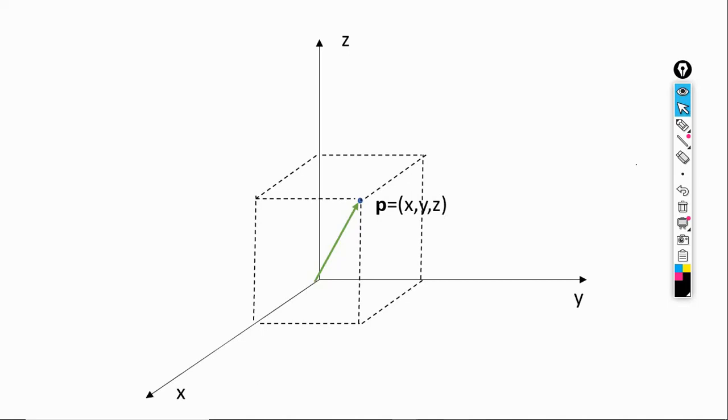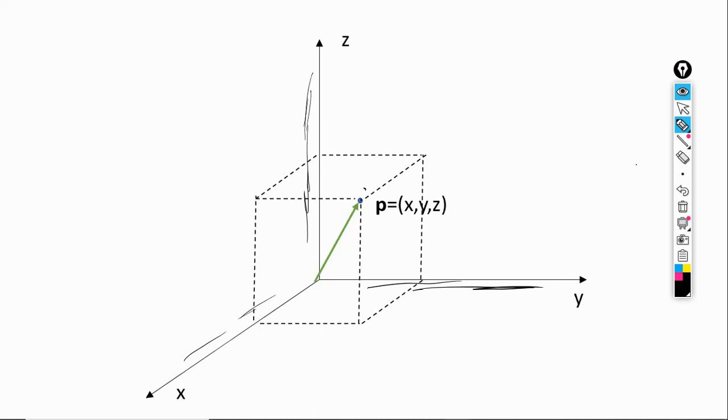So we have an x-axis, which is the one we see here. We have a y-axis, which you can see here. And you have a z-axis, which is the third dimension. So how do coordinates work here? Well, they work in the same way as they would in the two-dimensional Cartesian plane.